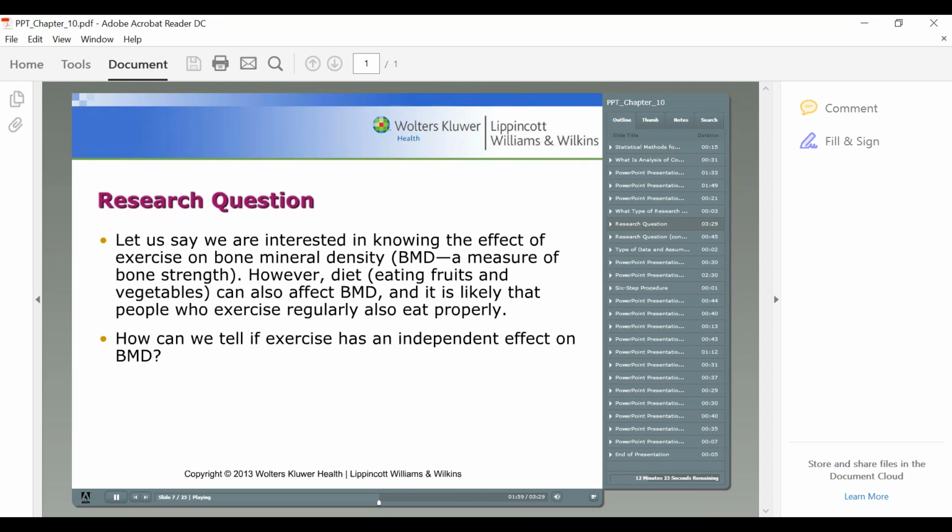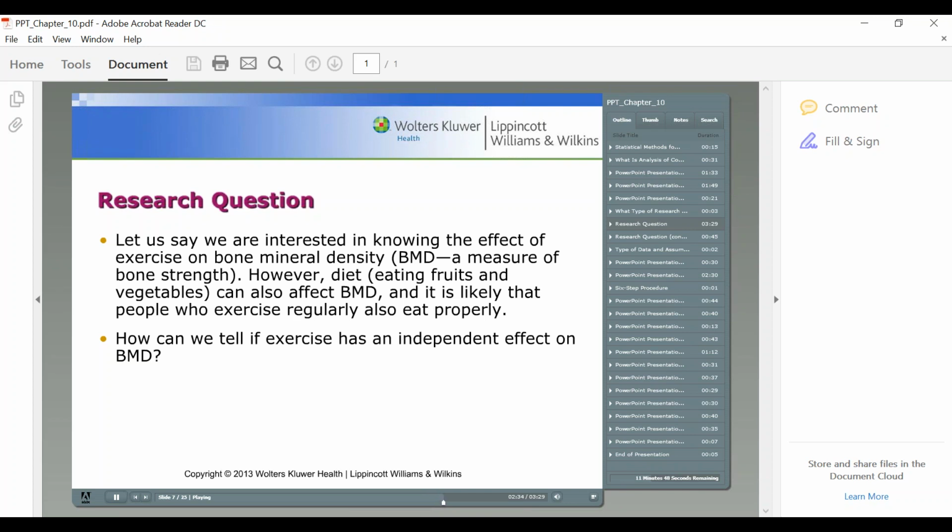Here we have a different type of research scenario, and we can look at the effect of exercise on bone mineral density. So let's say our independent variable here is exercise, and then our outcome, our dependent variable, would be bone mineral density. That's otherwise known as a measure of bone strength. Okay, but so we have our IV exercise, and then we have our DV bone mineral density.